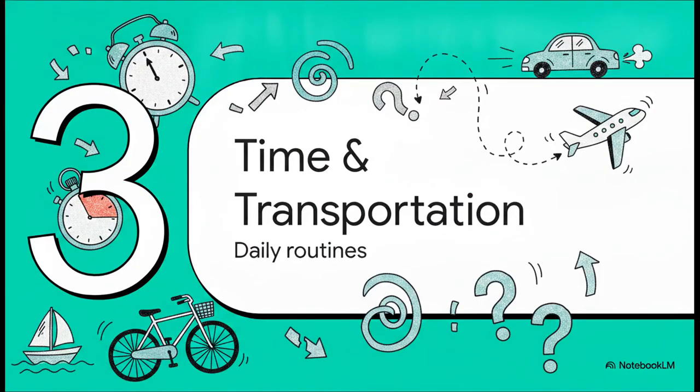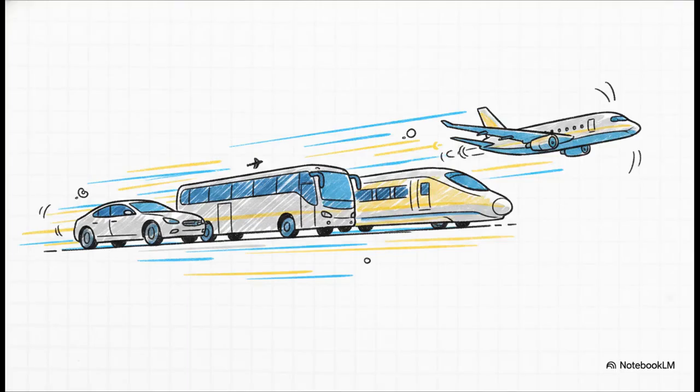All right, Section 3, time and transportation idioms, navigating daily routines. Now, this is where English grammar basically just throws its hands up, ignores standard logic, and demands that we simply memorize a few idiomatic phrases. Let's talk about how you get around. The standard rule here is incredibly simple. When you use the word by to describe how you travel, you must use the zero article.